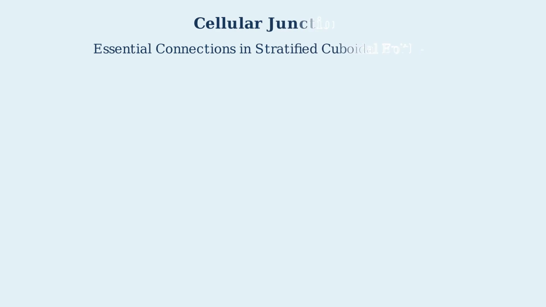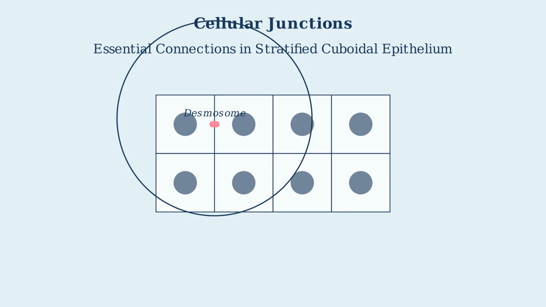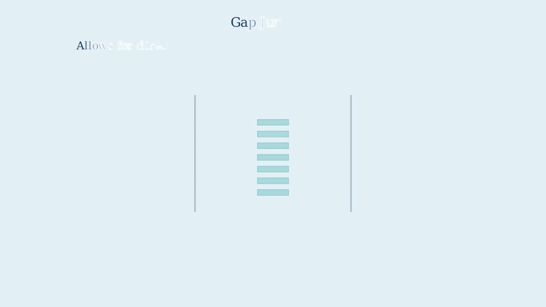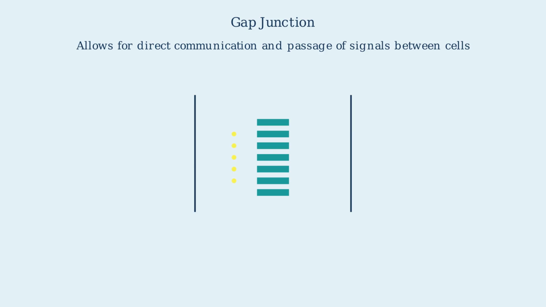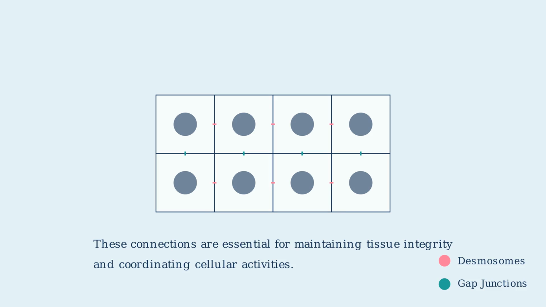Cells within stratified cuboidal epithelium are connected through specialized cellular junctions. Desmosomes provide mechanical strength, creating strong bonds between cells. Gap junctions enable direct communication between cells, allowing small molecules and ions to pass from one cell to another. These cellular junctions work together to maintain tissue integrity. Desmosomes provide structural support, while gap junctions enable cells to communicate and coordinate their activities.